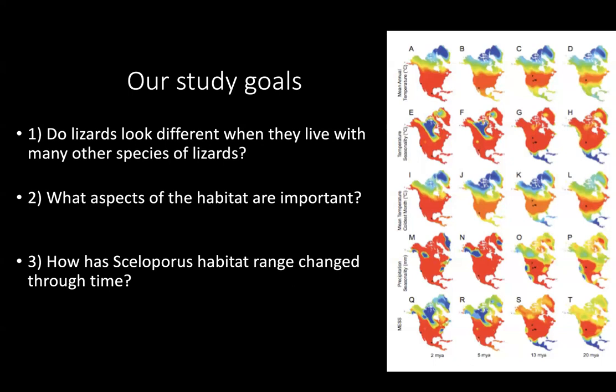Our last question is to determine whether the habitat preferences of the lizards have changed through time. We do this by comparing the ancient climate of North America to the current climate of where the lizards live to determine where each species could have lived in the past and how this changes from past to the present.